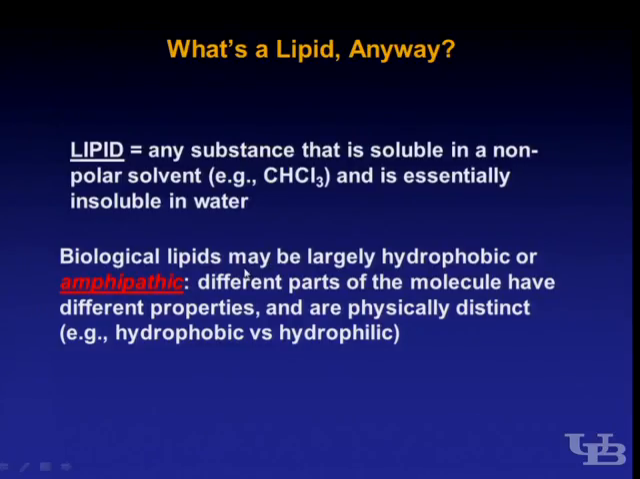Even though the biological lipids are largely hydrophobic, the main thing to take away, at least today, in terms of what is really driving most of their assembly into higher order structure, is that they're amphipathic. Different parts of the molecule have different properties, and that is one of the most, if not the most, important features of biological lipids: they're amphipathic.